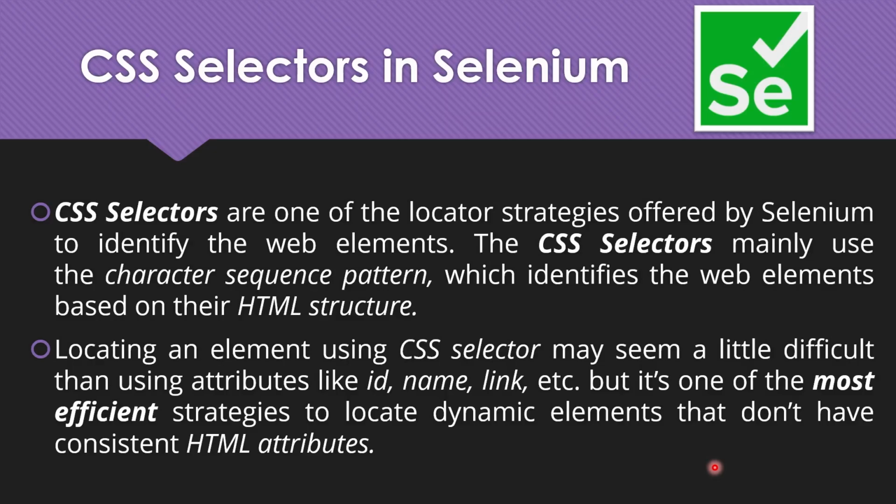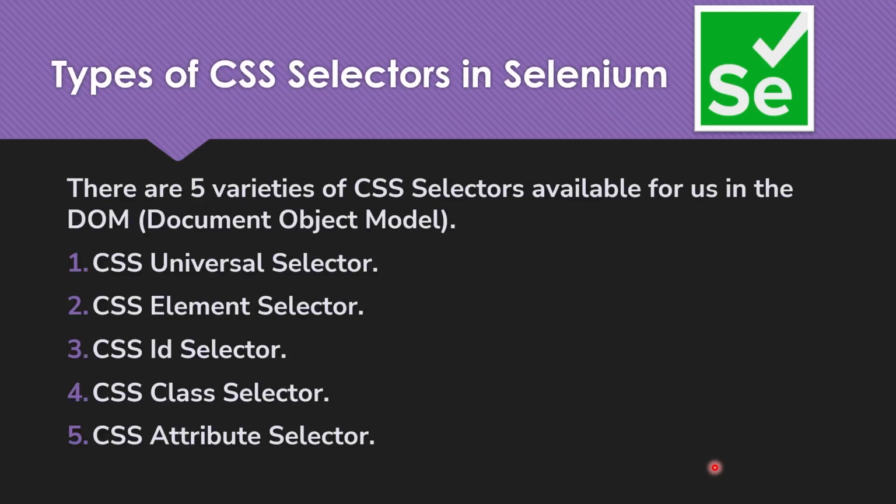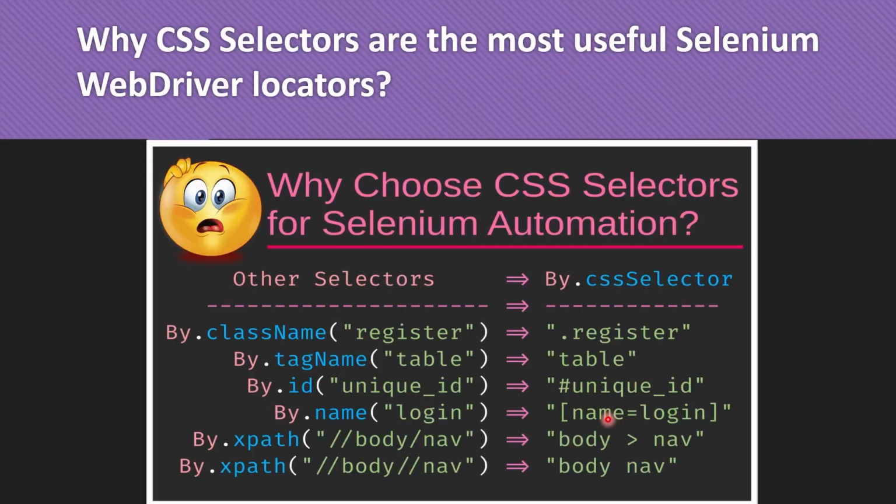Okay. Now let me go to the next slide, and these are the varieties of CSS selectors in Selenium. You can see here CSS universal selector, CSS element selector, CSS ID selector, CSS class selector, and the last one is CSS attribute selector. Okay, so there are certain patterns of writing them. I will show you at least two of them so that you can learn them, and I need you guys to practice the others by yourselves because it is not possible to show you all of them here in this tutorial. So what I will do, I will show you at least two of them by using the class and also by using the ID.